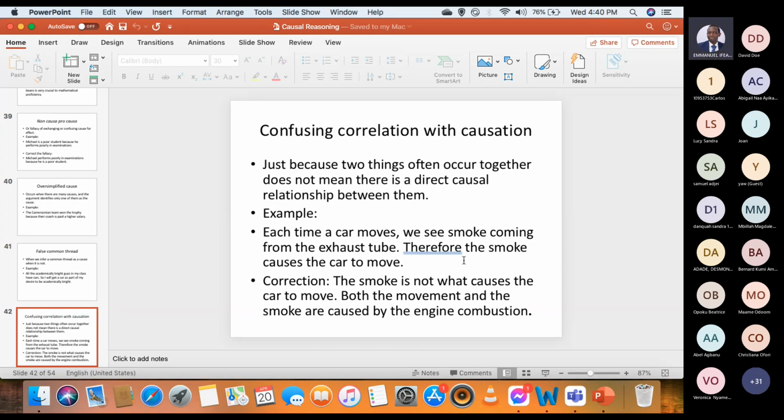Confusing correlation with causation. Just because two things occur together does not mean there's a direct causal relationship between them. Example, each time a car moves, we see smoke coming from the exhaust tube. Therefore, the smoke causes the car to move. But that's not the case. The smoke is not what causes the car to move. Both the movement of the car and the smoke are caused by the engine combustion. So the fact that two things always happen together doesn't mean that one of them is causing the other.